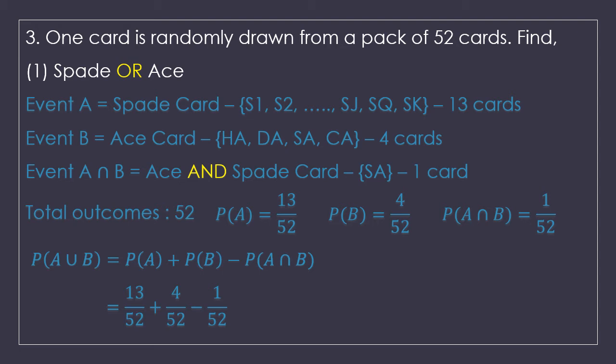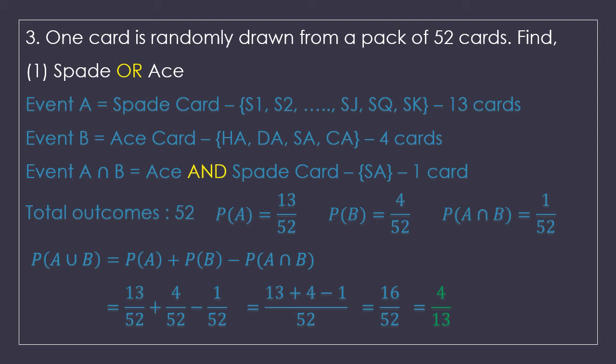Because the divisional values, the denominators are equal here, I can write them like this: 13 plus 4 minus 1, and the final answer here will be 16 upon 52, but I will need to simplify this final answer because there is nothing afterwards. That will be 4 upon 13. So the probability that the one card drawn is a spade card or an S card is 4 upon 13.